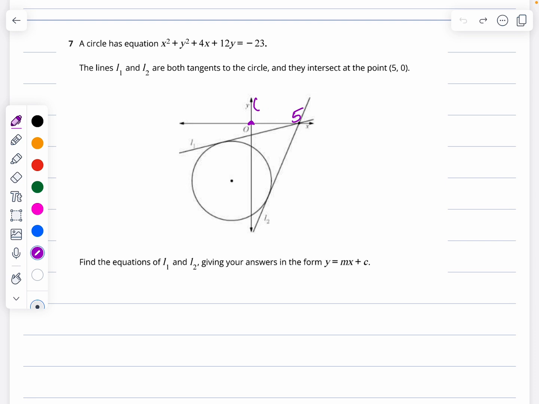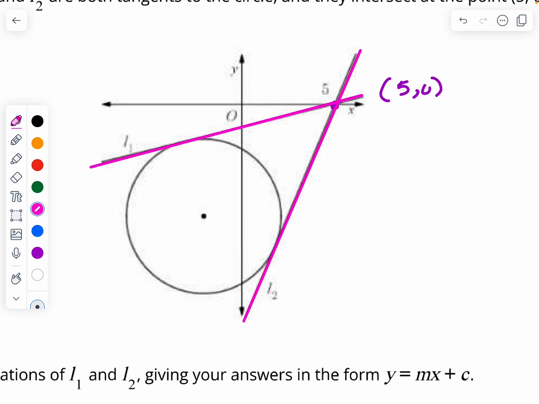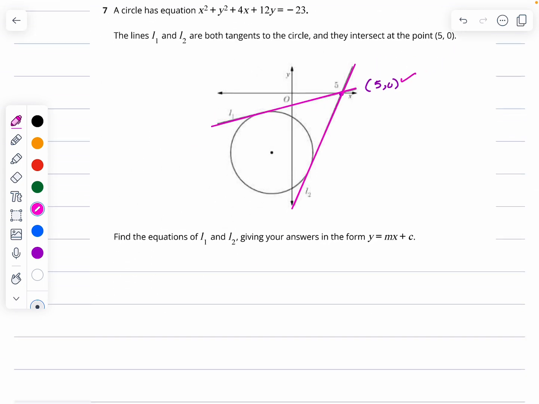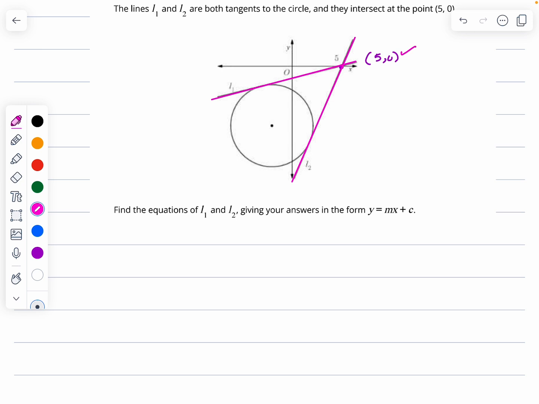So once again, this point is on the x-axis. So this point is (5, 0). This is line L1 and this is line L2. Both are intersecting at (5, 0). Let the equation of the tangent, or any line passing through the point (5, 0) and having a gradient m, be in the form y minus y1 equals m times (x minus x1).